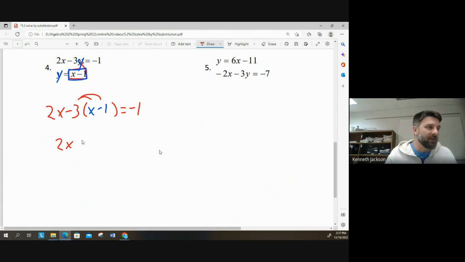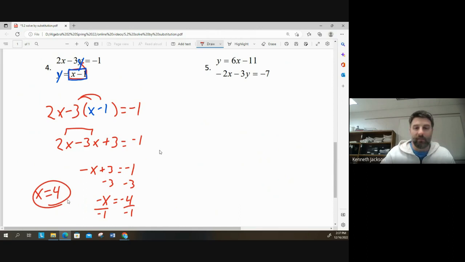After you distribute, you combine like terms. And now we're working to get x by itself. Get rid of a plus 3, you can subtract. And to get rid of the times negative 1, you can divide. So x would be equal to 4.